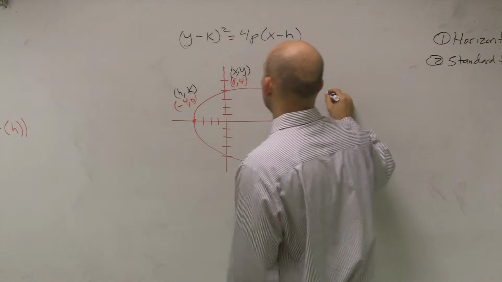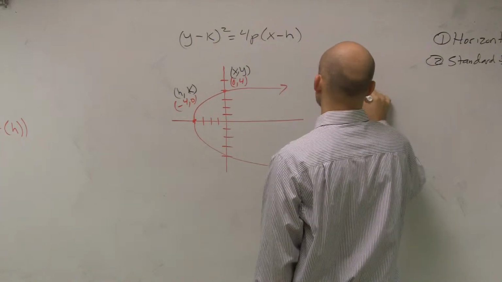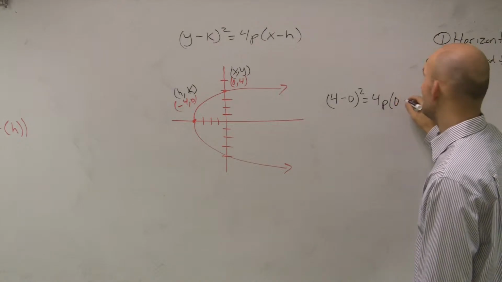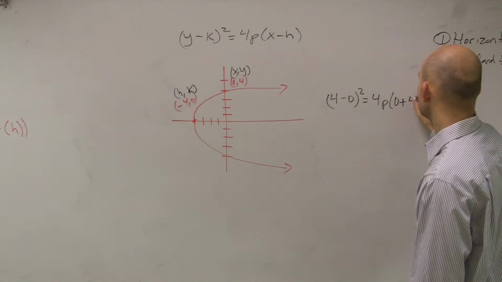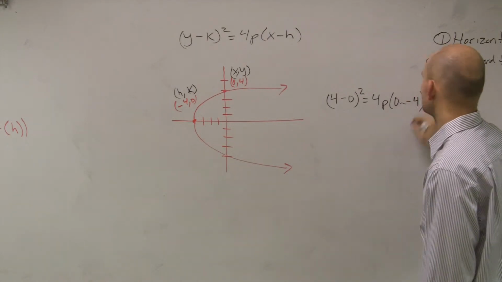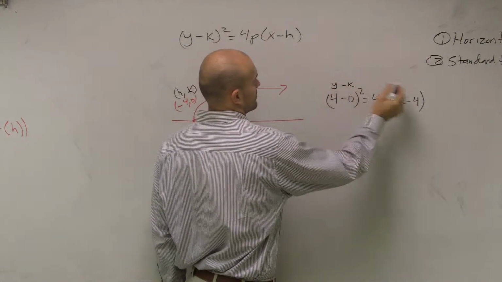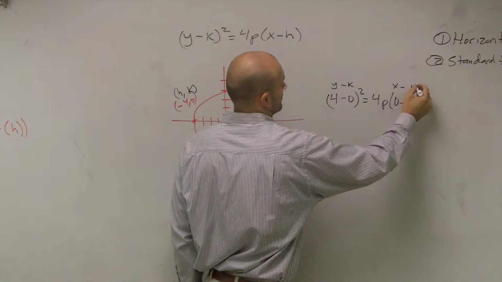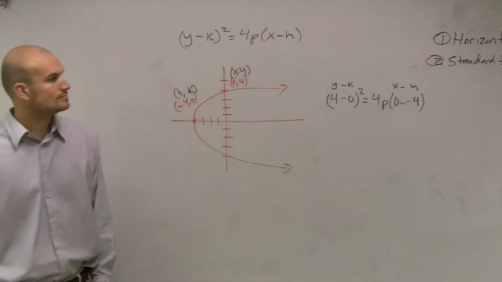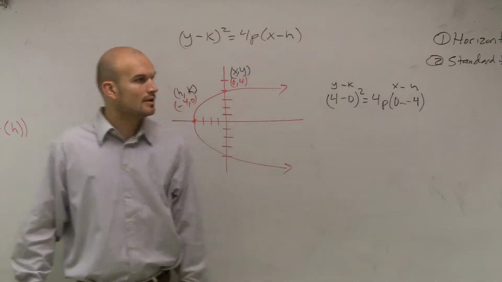So I have my y coordinate, which is 4, minus k, which is 0, squared equals 4 times p, which I do not know, times x, which is 0, minus a negative 4, which would be plus 4. I'll write minus a negative so you can see it. H, not K. It's positive 4. Right, I was just making sure, just so everybody can see where I plugged it in, but yes, it is going to be a positive 4. I just did 0 minus negative 4.